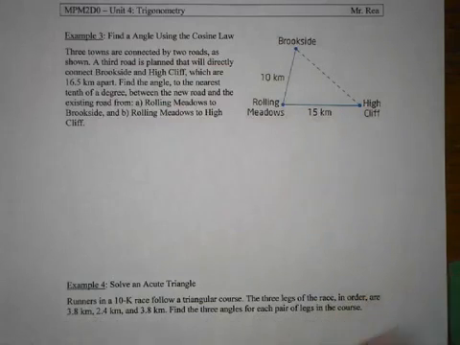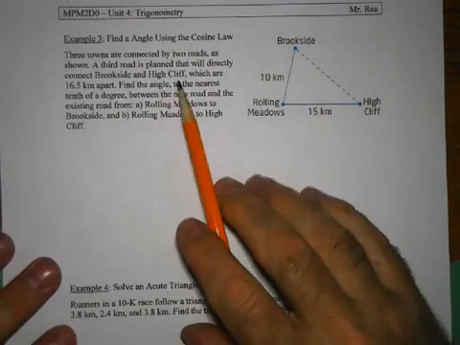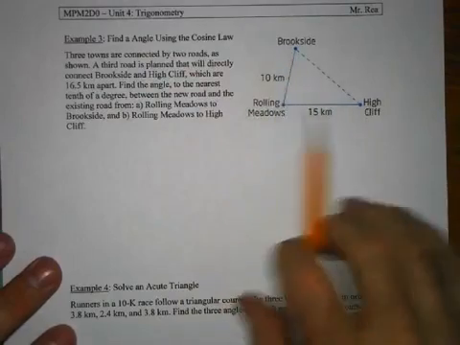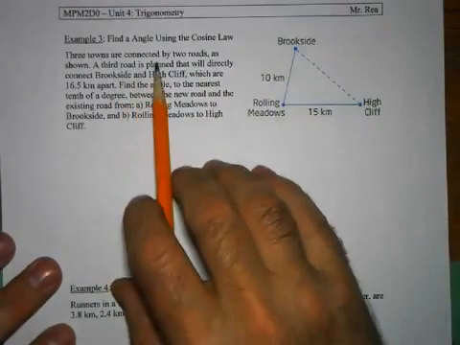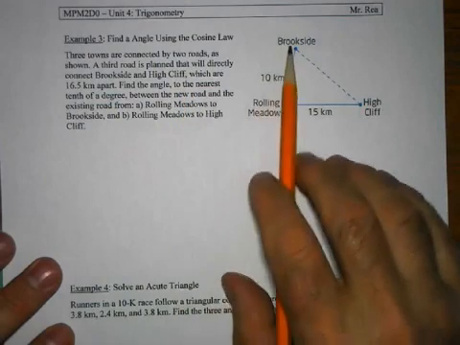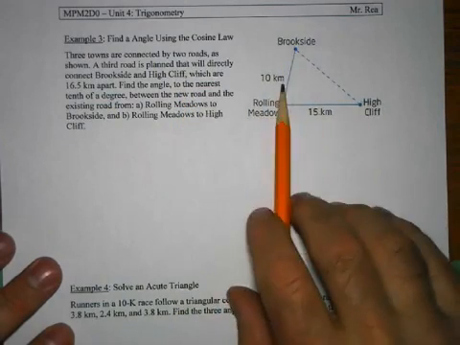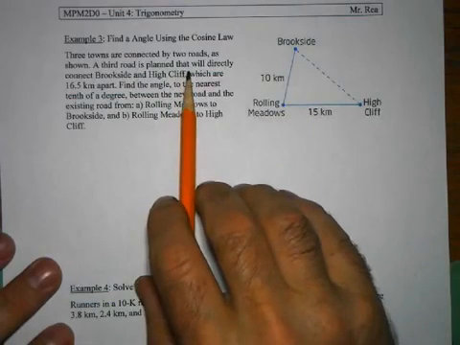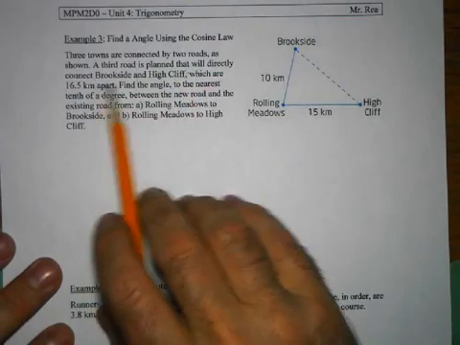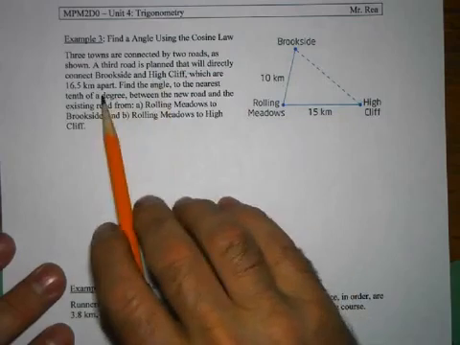We've got these three towns here. Three towns are connected by two roads as shown. So Brookside to Rolling Meadows to High Cliff. We've got the measurements there. A third road is planned that will directly connect Brookside and High Cliff, which are 16.5 kilometers apart.